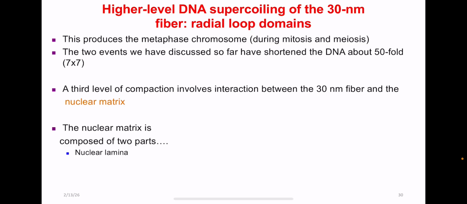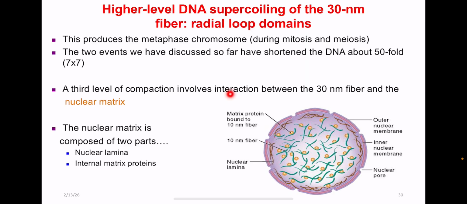So the third one, which is moving on to 300 nanometer, is the formation of loops. In this case, we call them formation of radial loops. We need interaction between the 30 nanometer fiber that we just formed, the 3D zigzag that we formed in the previous page, and the nuclear matrix. So this is within the nucleus.